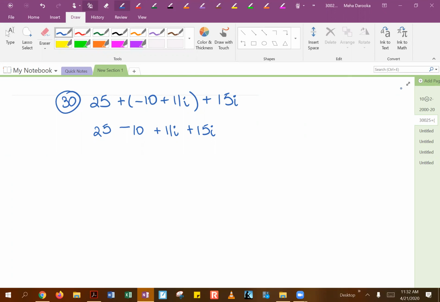I got 15 plus 26i. Yeah, so this was the one where we were talking about where you just combine the real parts together and combine the imaginary parts together. So yeah, you will get 15 plus 26i. So the addition and subtraction, I think, is pretty straightforward, but do you guys have any questions?